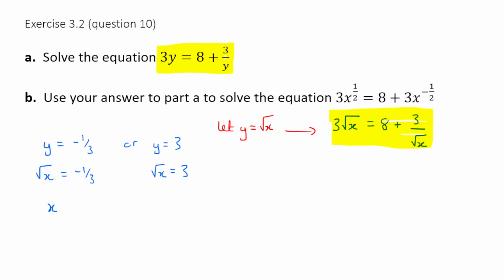We can square both sides here, and we would get 1 upon 9, right? Because minus a third times minus a third is positive 1 upon 9. And we can square both sides here, and we will get 9. Now, I need to speak for a little bit about why the answer in the back is only this number here, x is equal to 9, and not x is equal to 1 divided by 9.